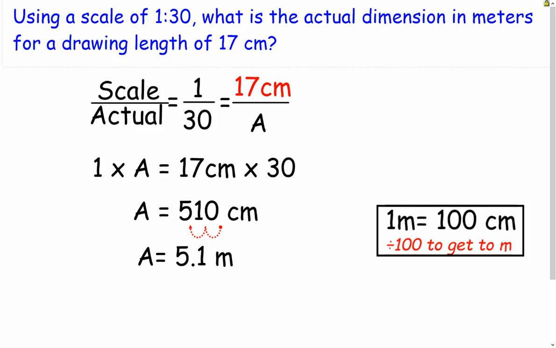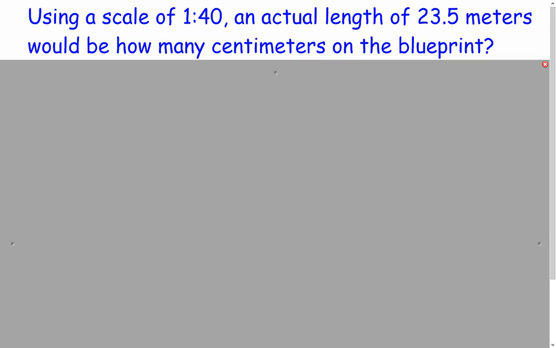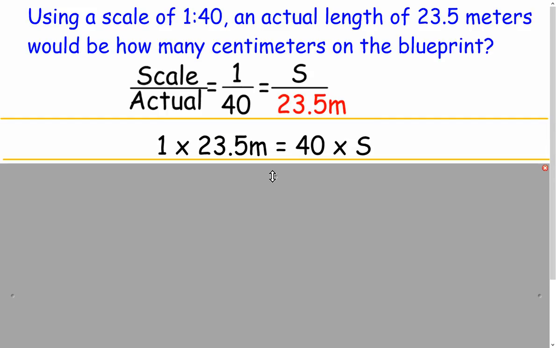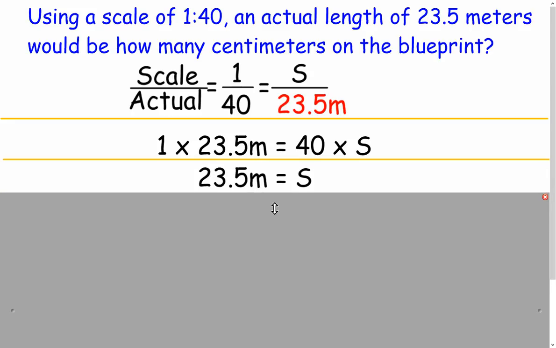All right, using a scale this time of 1 to 40 and an actual length of 23.5 meters, what would be the centimeters on a blueprint? Okay, so scale over actual, 1 over 40. We're trying to find the scale, and the actual is 23.5 meters. So cross multiply: 1 times 23.5 meters, those are units, and S times 40. Now we want to get S by itself, we're going to divide both sides by 40.